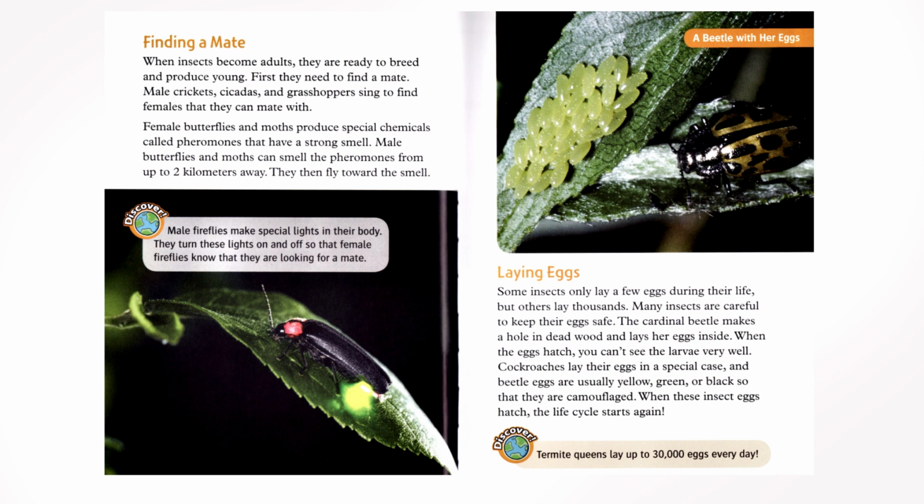Cockroaches lay their eggs in a special case, and beetle eggs are usually yellow, green, or black so that they are camouflaged. When these insect eggs hatch, the life cycle starts again. Discover! Termite queens lay up to 30,000 eggs every day.